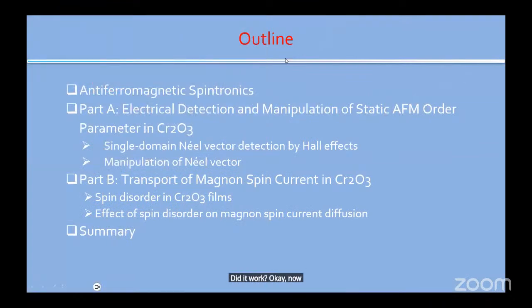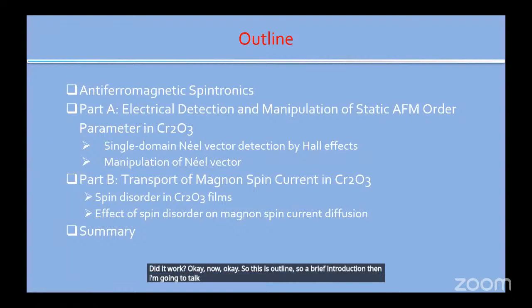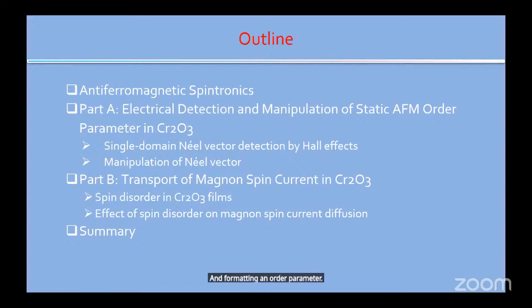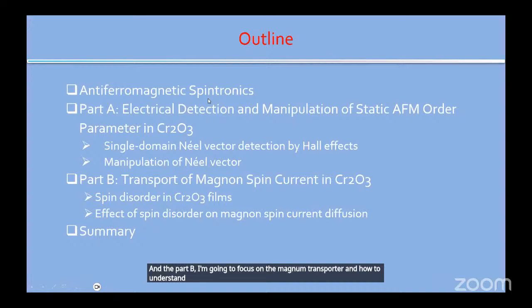Okay, so this is the outline. A brief introduction, and then I'm going to divide the talk into two parts. Part A: how to electrically detect and manipulate the static antiferromagnetic order parameter in chromium oxide. And part B: I'm going to focus on magnon transport and how to understand the effect of spin disorder on magnon spin transport in chromium oxide.